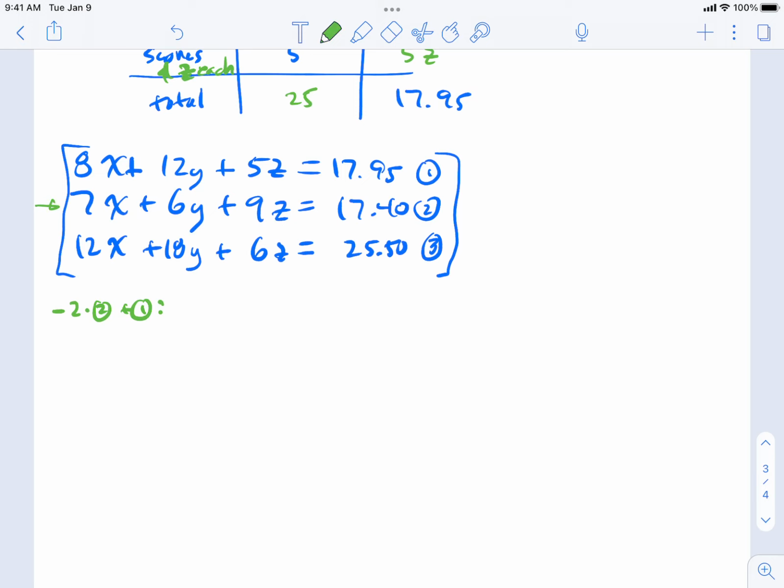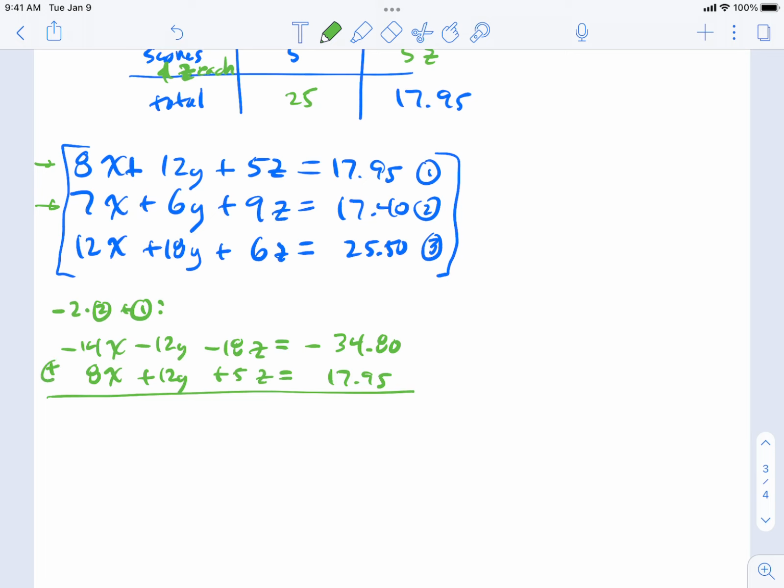Well, -2 times this row is going to be a -14x minus a 12y minus an 18z equals -$34.80. And then I just put equation 1 right underneath it as is: 8x plus 12y plus 5z is equal to $17.95. When I add these 2 equations together, -6x, the y's go poof. -13z is equal to negative, what the heck is that? I want to say 1685. Yeah, 1685. Cool, let's call that equation 4.